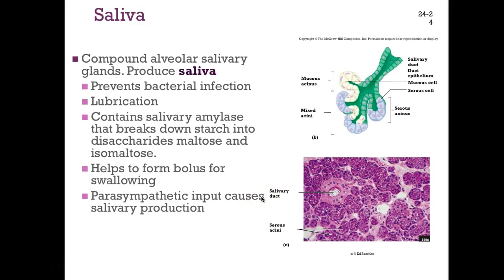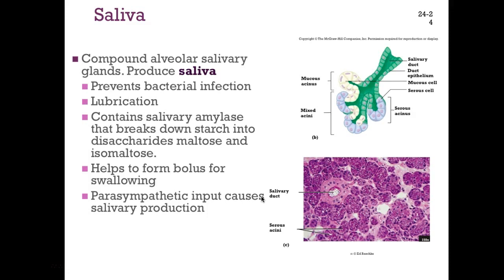Now our salivary glands are going to make our saliva, which is important for preventing bacterial infection. It has things like lysozyme and lactoferrin that are antimicrobial. It's also going to help with lubrication to move the food back into the pharynx for swallowing. And it contains an enzyme known as salivary amylase that'll break down starch into disaccharides, maltose, and isomaltose. And it can help the food turn into a bolus so that we can swallow it after.